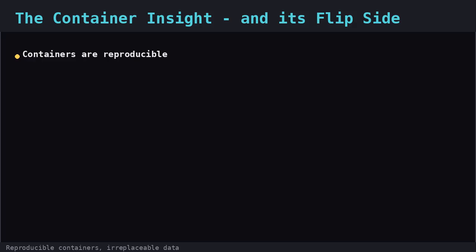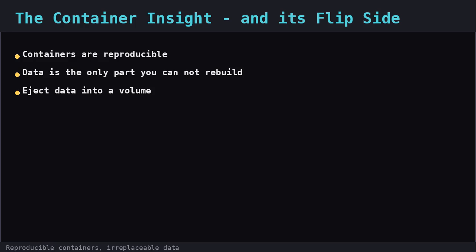The container insight and its flip side. Containers are reproducible. You can always build a new one from the image. But the data is the only part you cannot rebuild. So we eject the data out of the container's ephemeral layer into a volume. A storage box that lives on your host machine outlives any container and can be shared.